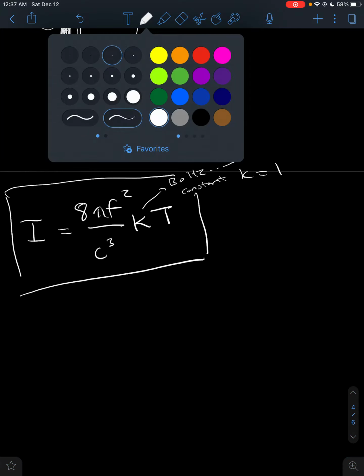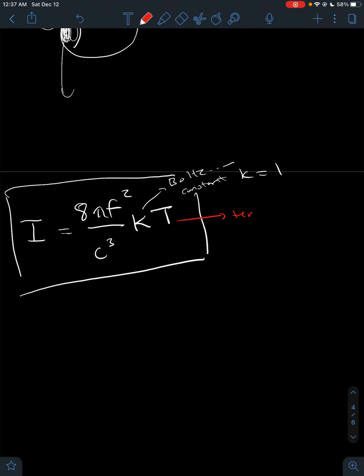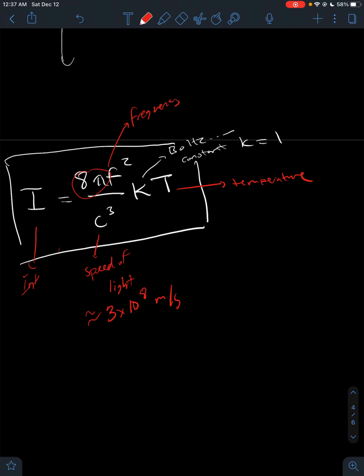So let's break this down a little bit. T is temperature. c is the speed of light, which is like 3 times 10 to the 8th meters per second. It's approximately that. f is the frequency, and then these are just constants, right? And I is the intensity of light, which is, I believe, power per area, something like that.